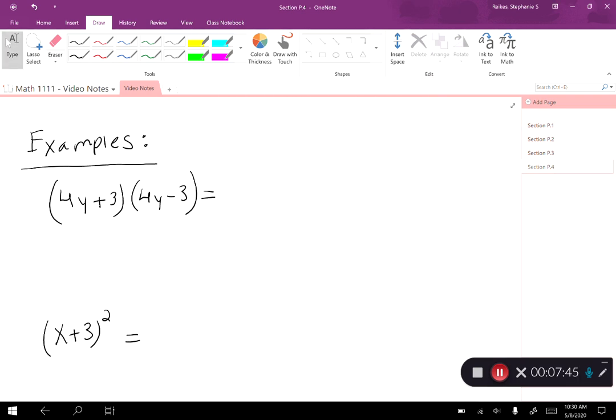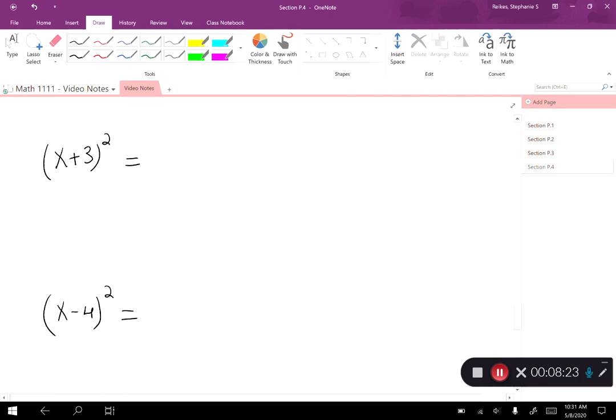Let's take a look at some examples. (4y plus 3) times (4y minus 3). Again, I can use the formula, or if you don't want to memorize the formula, then we can FOIL like normal. So F, we're going to get 16y squared, O minus 12y, inside I plus 12y, and L last minus 9. As you can see, our inside O and I terms are going to cancel out. I'm left with 16y squared minus 9.